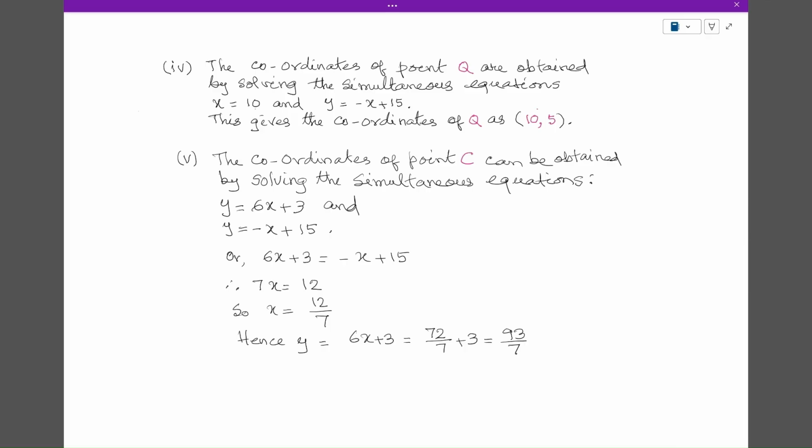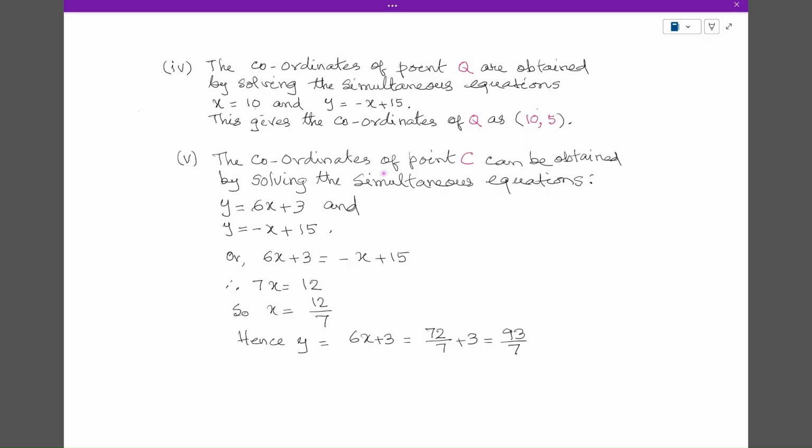The coordinates of point Q are obtained by solving the simultaneous equations x = 10 and y = -x + 15. This gives the coordinates of point Q as (10, 5).